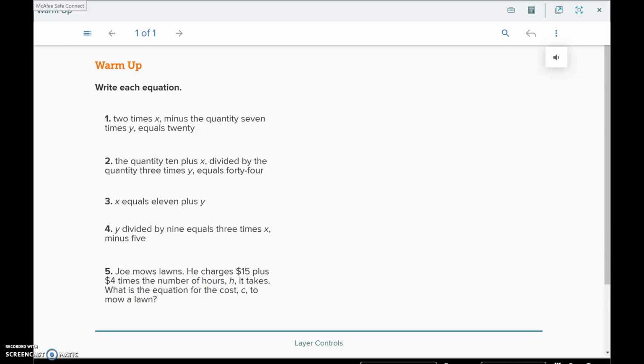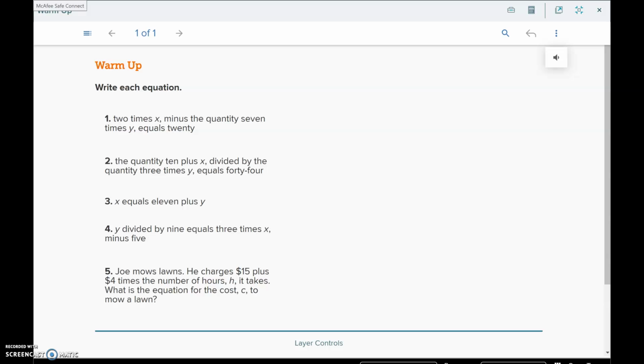All right, this week we are going to start equations of proportional relationships. Last week we looked at what proportional relationships are and how we graph them. So now we're going to look at equations. Go ahead and take 5 minutes to answer these questions. When you're done, come back.